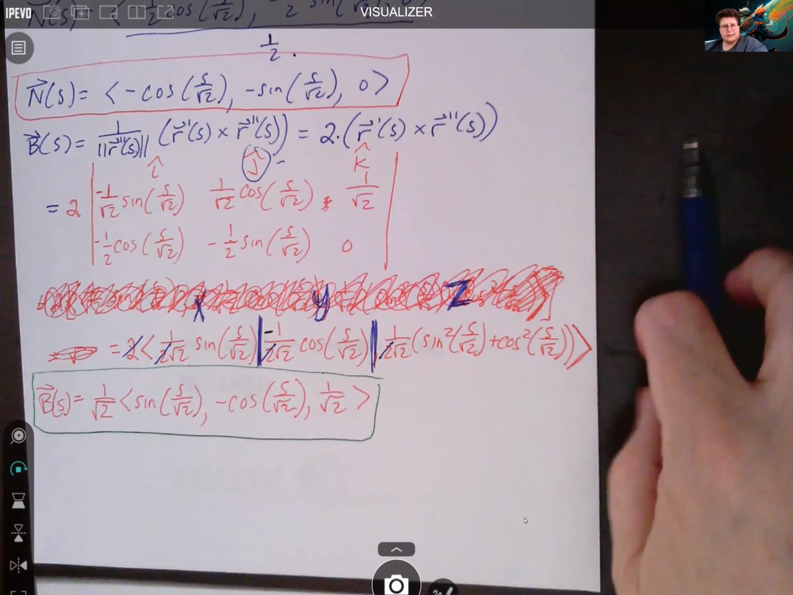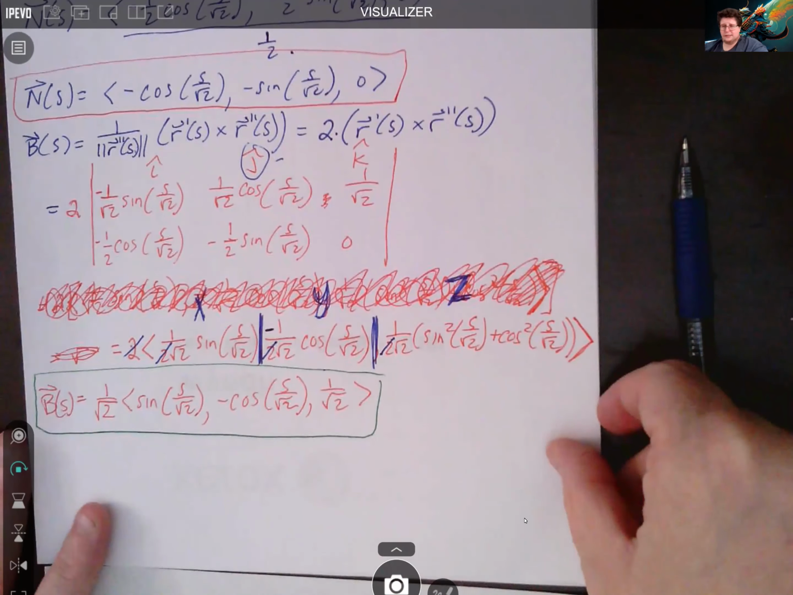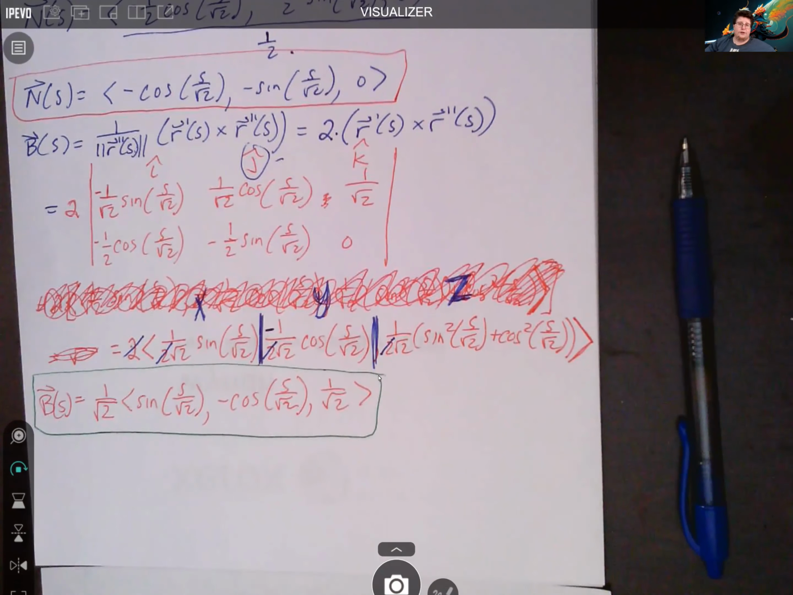I did not do the dot product here to show you that they equal 0 because it's already getting to be a long video. You can try it out for yourself and see that it works.